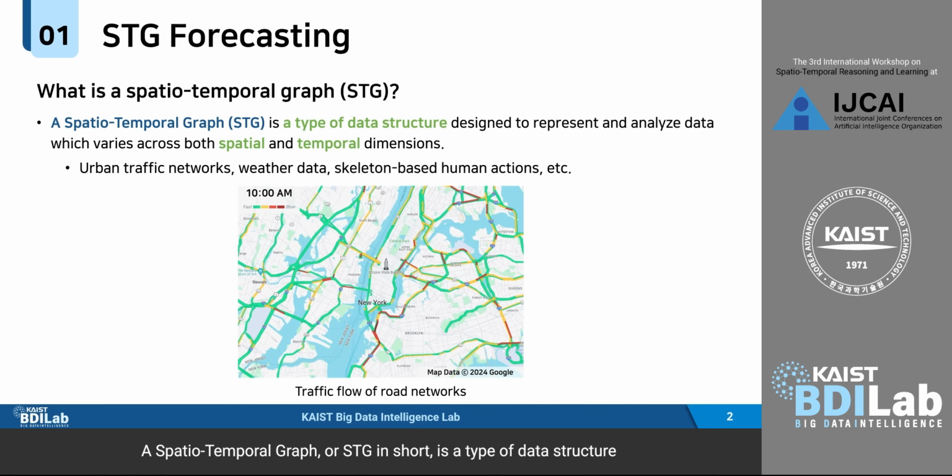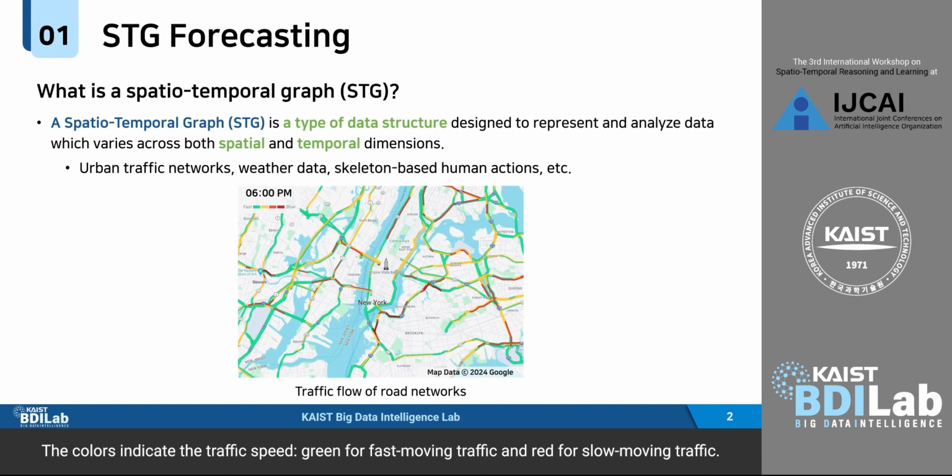A spatial-temporal graph, or STG in short, is a type of data structure used to represent data that changes across both space and time. STGs are widely used in various fields, such as urban traffic networks, weather data, and skeleton-based human actions. This picture shows the traffic flow of New York City's road network from 6 a.m. to 8 p.m. The colors indicate the traffic speed, green for fast-moving traffic, and red for slow-moving traffic. This example provides insight into how STGs can effectively model spatial-temporal information.